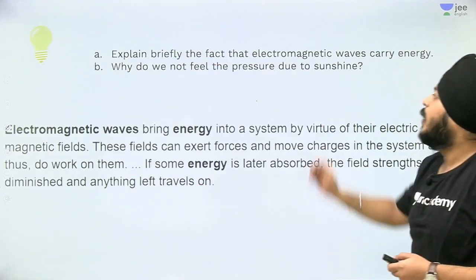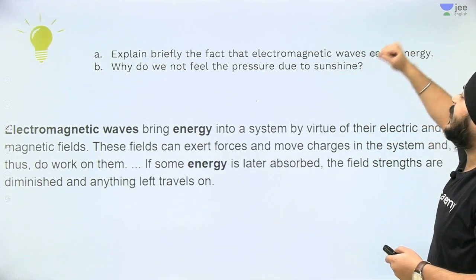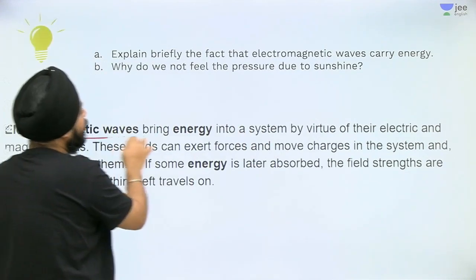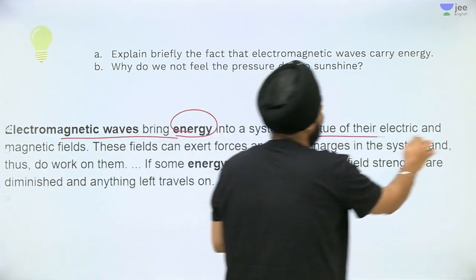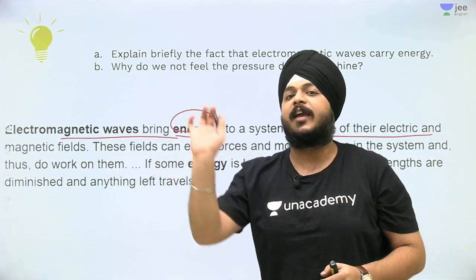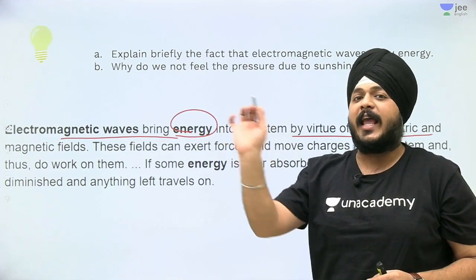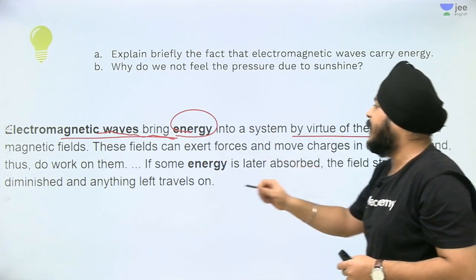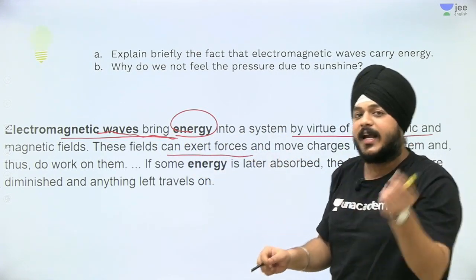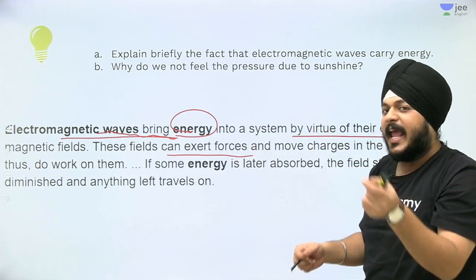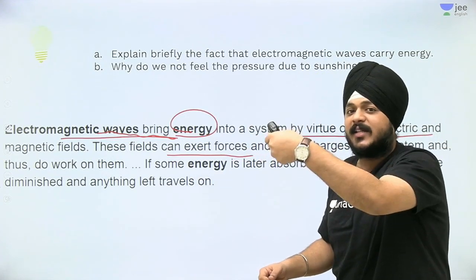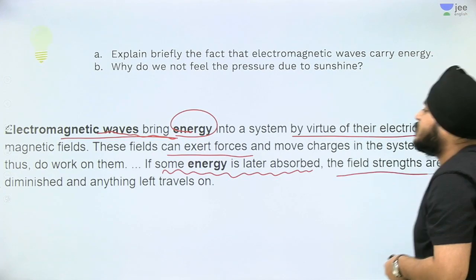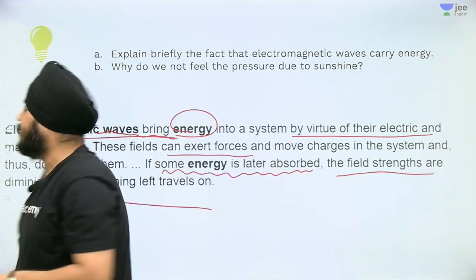Now explain briefly the fact that electromagnetic waves carry energy. A very simple explanation: electromagnetic waves bring energy into the system by virtue of electric and magnetic fields, and this field exerts a force on charges so that work can be done. After doing that work, some of the energy is absorbed, the field strengths are diminished, and anything left travels on.